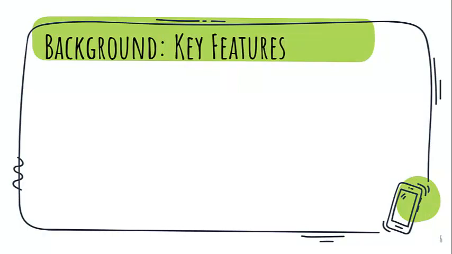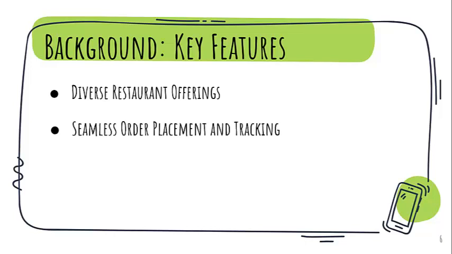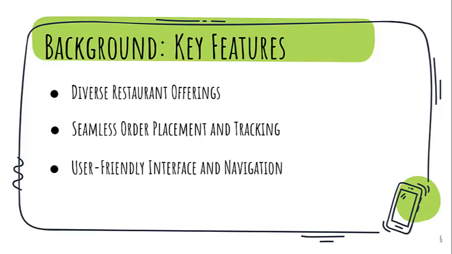There are three main key features. Diverse restaurant offerings. The application will provide users with a wide range of restaurants available for on-demand delivery. Seamless order placement and tracking. Users will be able to easily place orders, select delivery options, and track the status of their deliveries in real time. User-friendly interface and navigation. The application will feature an intuitive and visually appealing user interface, with a focus on easy navigation.